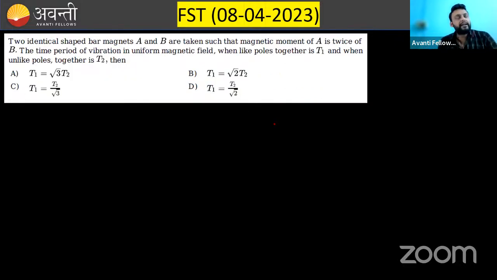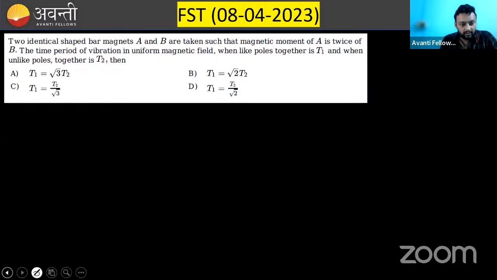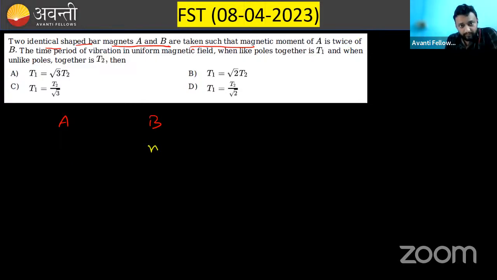There is one more question that we can take here. The question is: two identical shaped bar magnets A and B are taken such that, okay, listen. There are two bar magnets A and B. The magnetic moment of A is twice of B. That means if magnetic moment of B is M, then magnetic moment of A will be 2M. Magnetic moment is denoted by M.